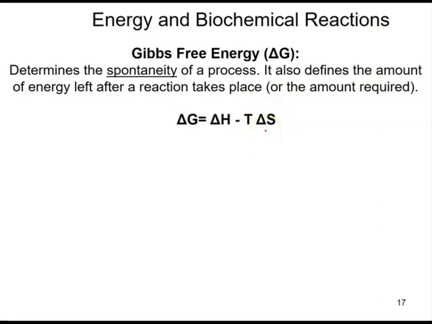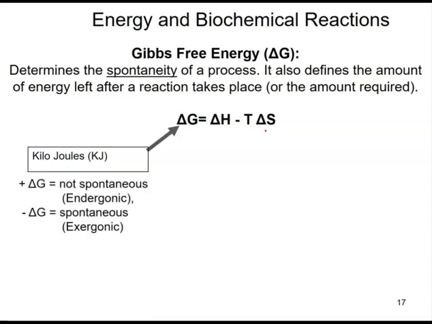I'm going to explain what entropy is in a little bit, but Gibbs free energy is usually given in kilojoules. If the chemical reaction is going to happen, and this is generally speaking, right? Everything is based on probabilities. But in general, if something has a positive change in free energy, it's not spontaneous. It's not generally going to happen, so it's also referred to as endergonic. If it's a negative value, it's more likely to occur or to be spontaneous, and that's called exergonic.